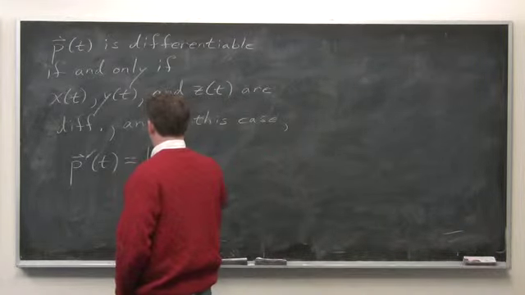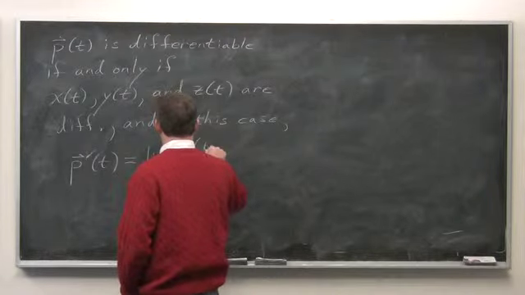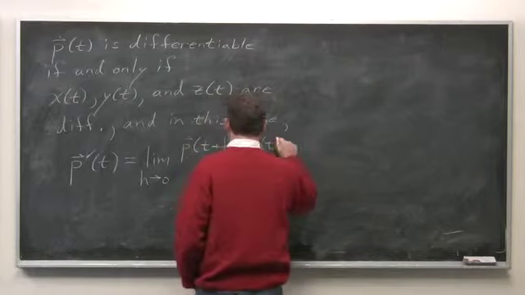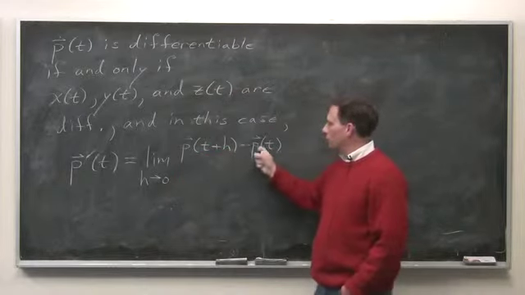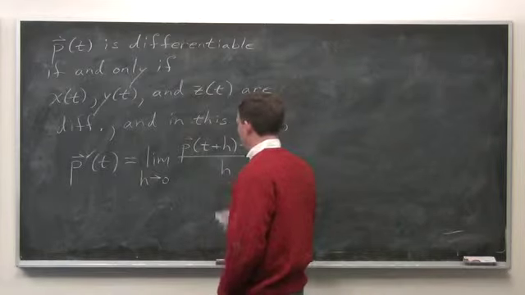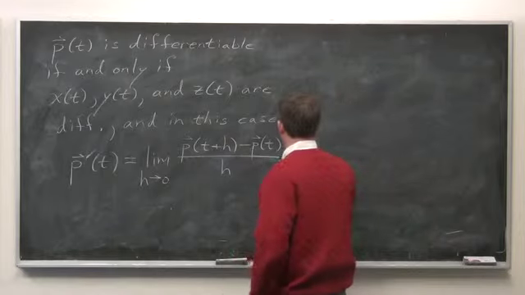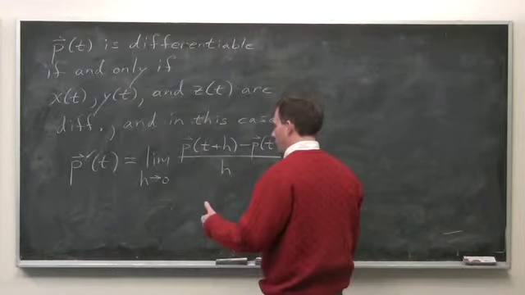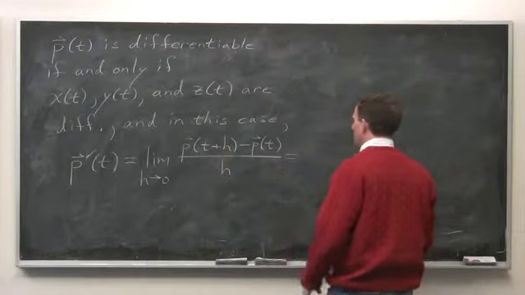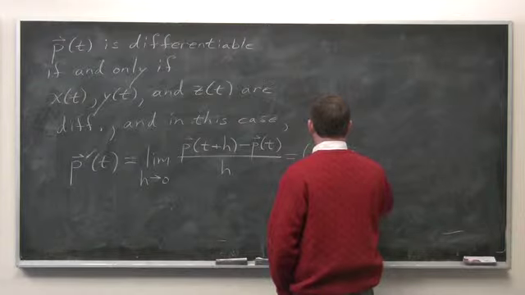You can either take the limit as h approaches 0 of p of t plus h minus p of t. Right? These are vectors. We know what it means to subtract. This dividing by h really means multiplying by the scalar 1 over h. And that really, if you write this out, it just gives you this limit in each of the components, which means you just get the derivative of each of the components.